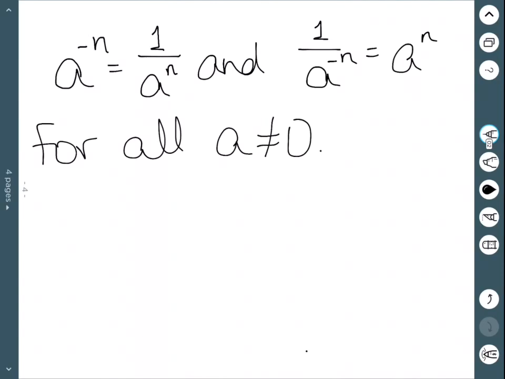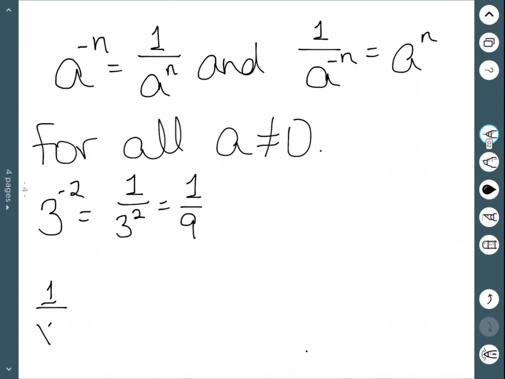As a few examples, if I have something like 3 to the negative 2, this is the same thing as 1 over 3 squared, which is 1 over 9. I could also have something like 1 over x to the negative 7, which would be the same thing as just x to the 7th.